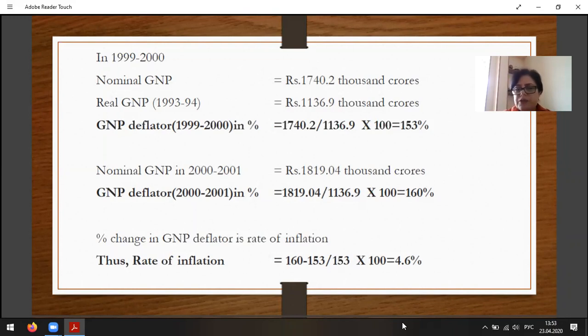So we need to find the difference between the value of the GNP deflator, 160, and the previous figure, 153, and divide this by 153. That's the base year GDP deflator. Then the result is multiplied by 100%. And finally, the inflation rate in the country is 4.6%, or about 5%.